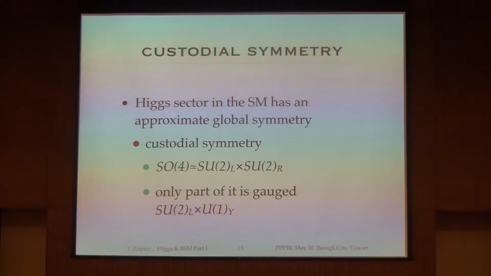Now the other thing that I wanted to go through is the custodial symmetry. So this Higgs sector in the standard model has an approximate global symmetry. People usually call it custodial symmetry. It's an SU(2) left times SU(2) right global symmetry. It's not exact. The part which is exact before spontaneous symmetry breaking is the gauge part, the SU(2) left times U(1)Y. And we'll see how this global symmetry can be seen from the Lagrangian.